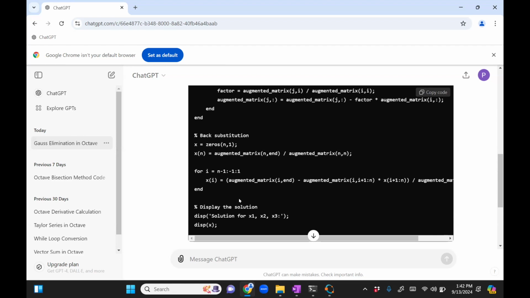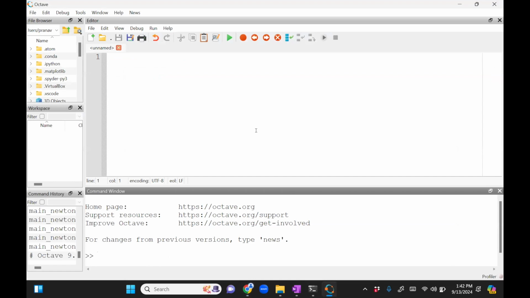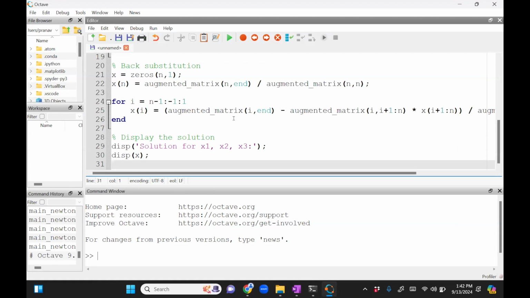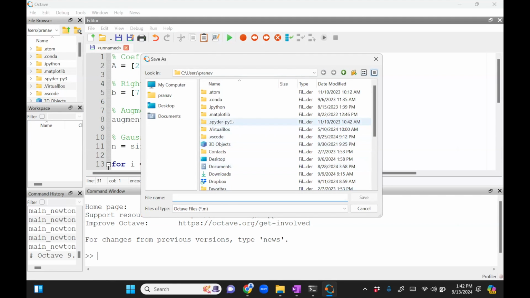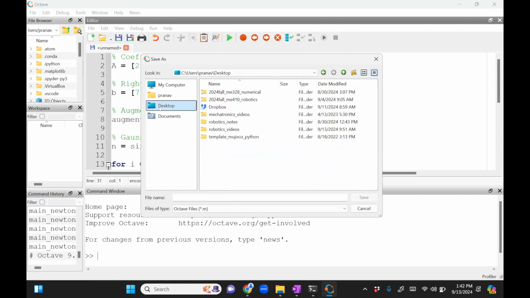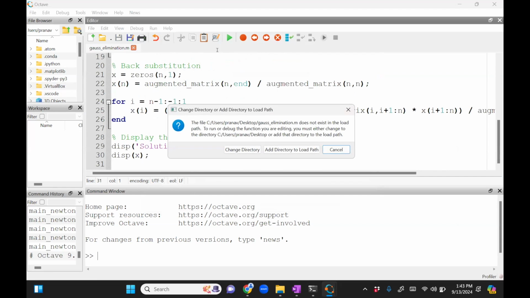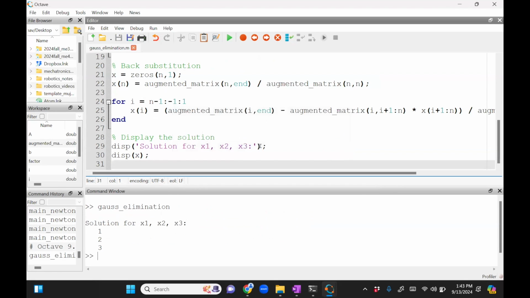So the first thing is, if it's giving you code, let's copy paste it and see what it does. And run this. Save it somewhere. Just save it on desktop. Change directory. There it is. So the solution is 1, 2, 3.